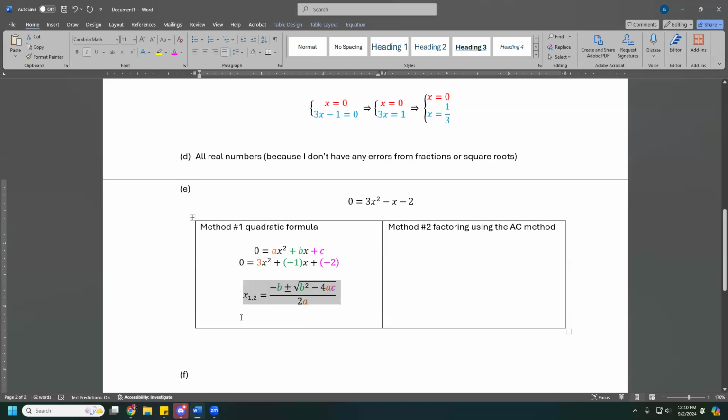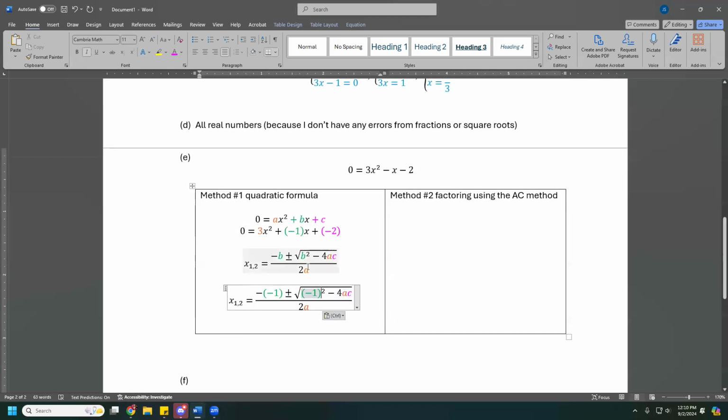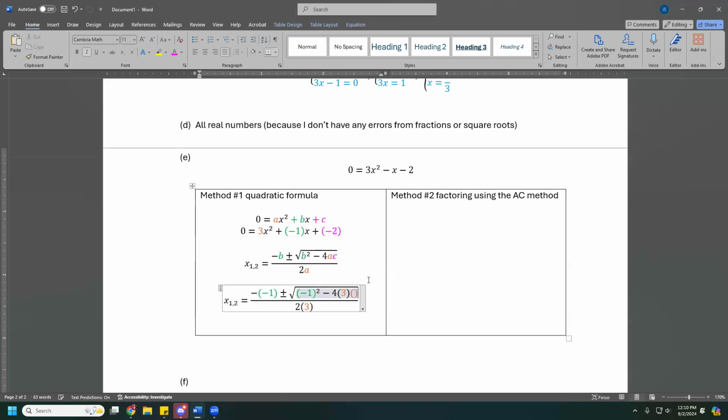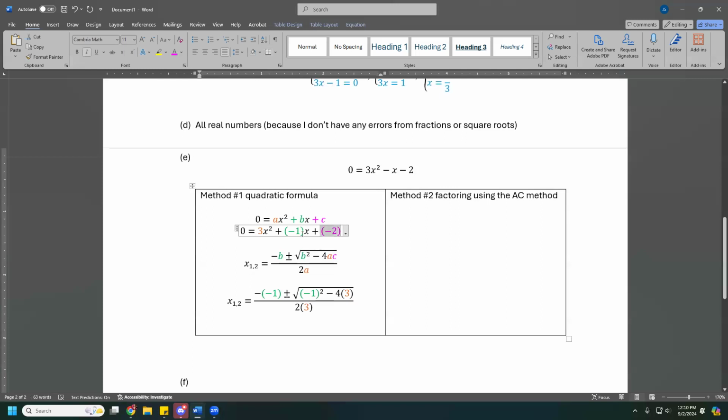So everywhere I see a green B, I'm going to replace it by negative 1. Be very careful when you do this. It is incredibly easy to lose a negative and simplify this wrong. Everywhere I see an A, it should instead be replaced by a 3. And everywhere I see a C, it should instead be replaced by negative 2. So all the pieces line up now.